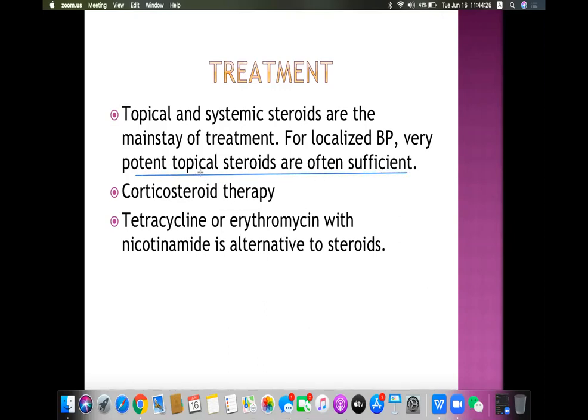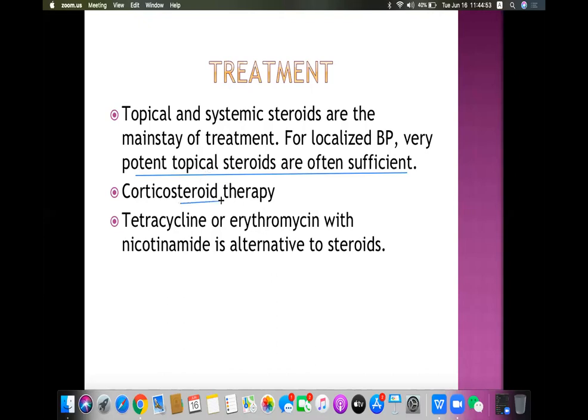Now let me remind you, the potent topical steroids are betamethasone, dexamethasone and clobetasol. These are the commonly prescribed ones. Even fluocinolone is a topical one. Betamethasone, dexamethasone, fluocinolone, and clobetasol. These are the very potent corticosteroids.